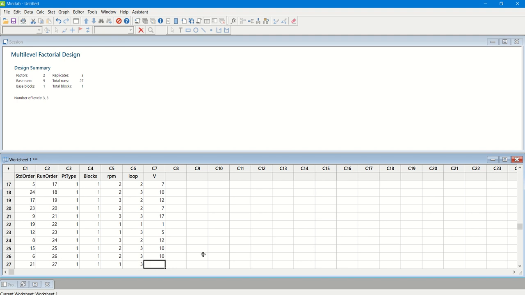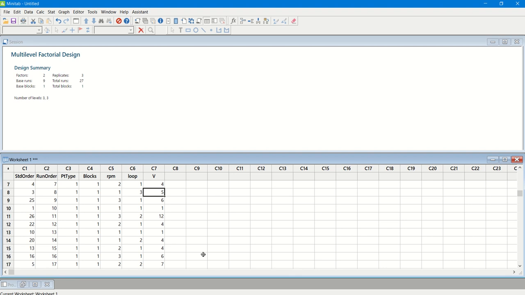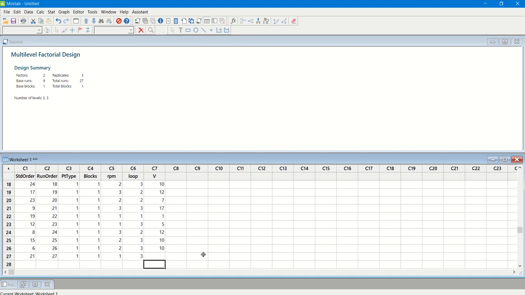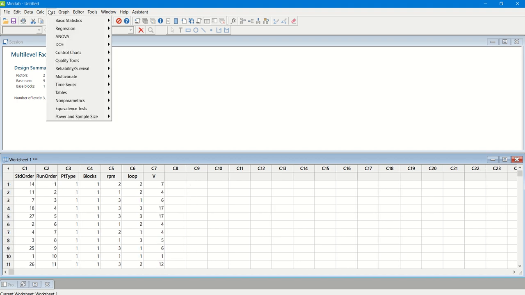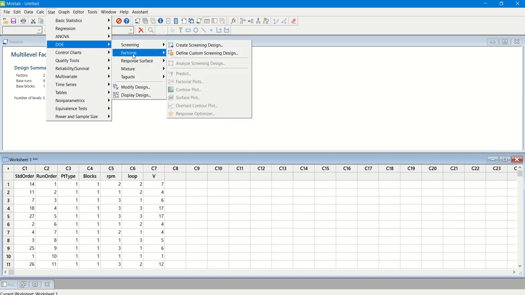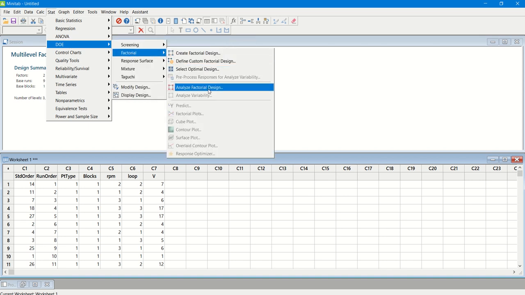1 is to 3. Okay, 5. That's 5. Okay, so that's the last one. So we have, again, 27. As you can see, we have 27 points. Okay, so how do we do an analysis? Okay, so we go back to start, we do DOE, and then we analyze the factorial design.